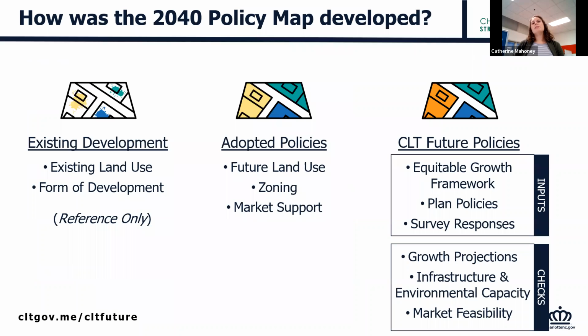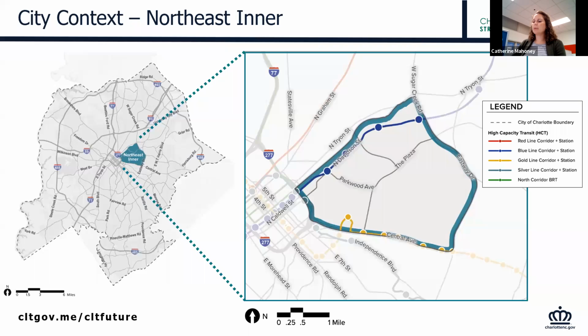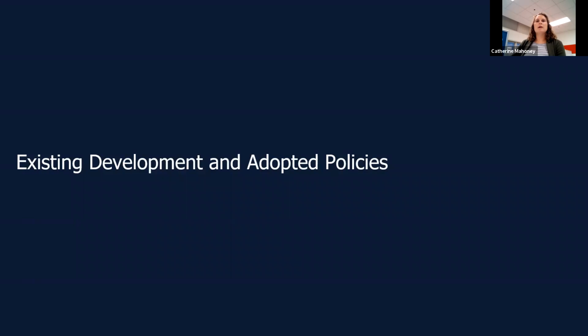There are a number of inputs that were used throughout the 3-step process to develop this draft map. And again, I'll talk about these inputs as we look at this specific geography just for the sake of time. So tonight we're talking about the Northeast Inner, which is roughly bound by North Tryon, Eastway, Central Avenue, and 277. And we're going to move into a series of maps. And the series that you're about to see illustrates the 3-step process that I mentioned earlier.